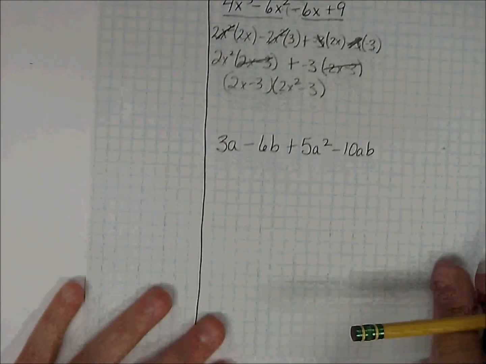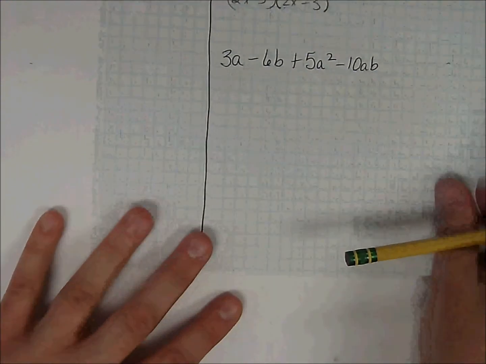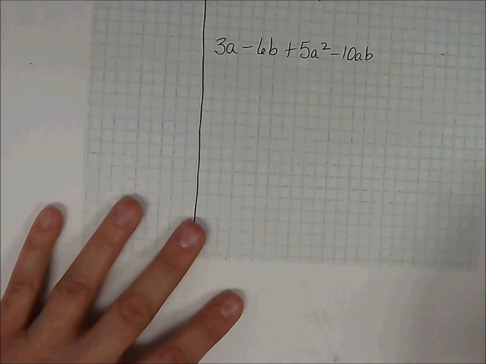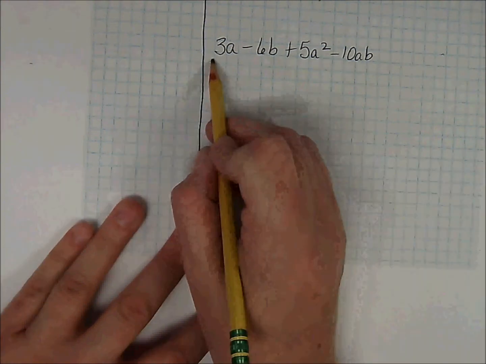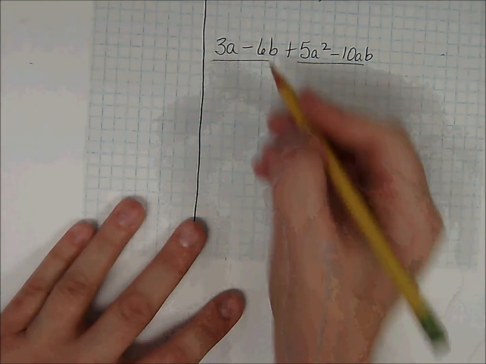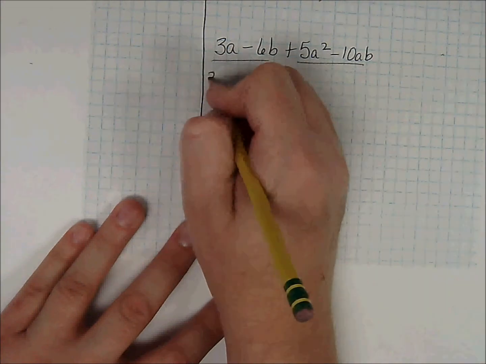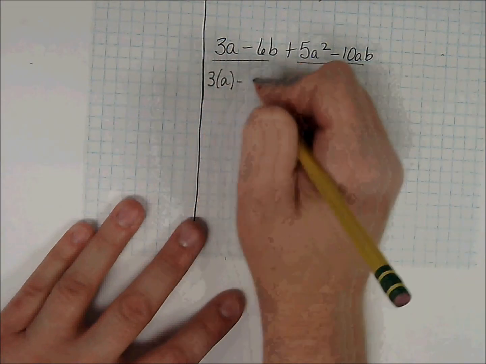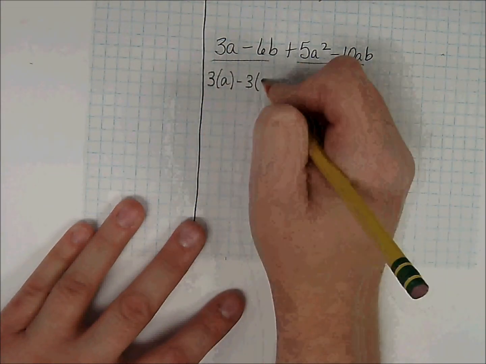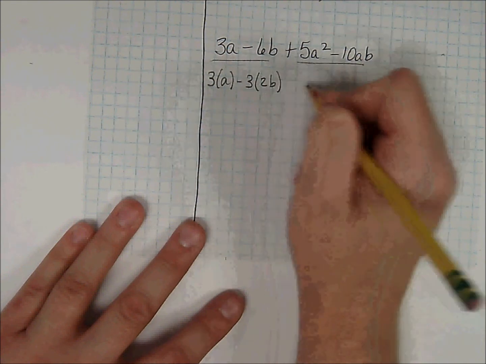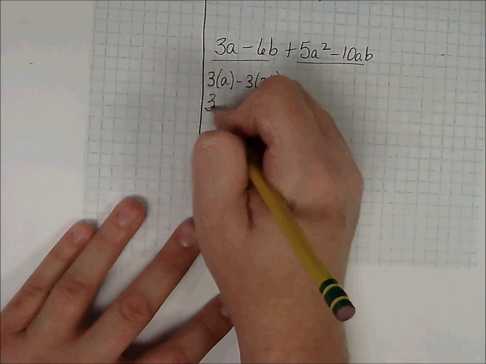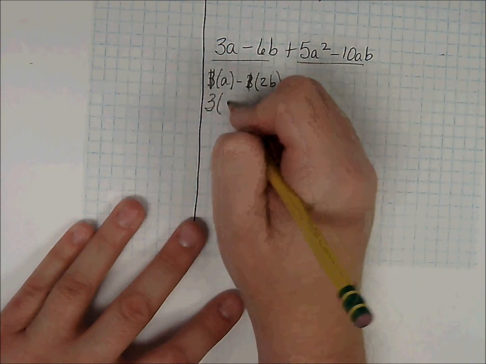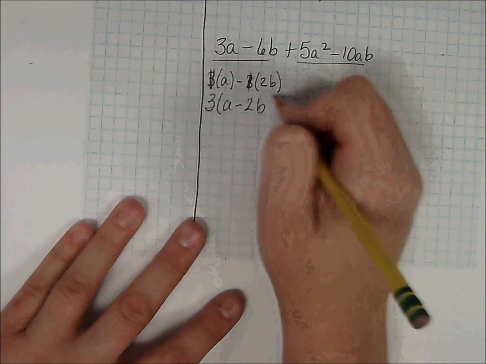One more problem. Is there anything we can take out of all 4 of those numbers? Nope. Different. Okay, grouping them here. Here, it looks like I can take a 3 out. So it's going to be 3 times A and 3 times 2B. When I take that 3 out, I'm left with A minus 2B.